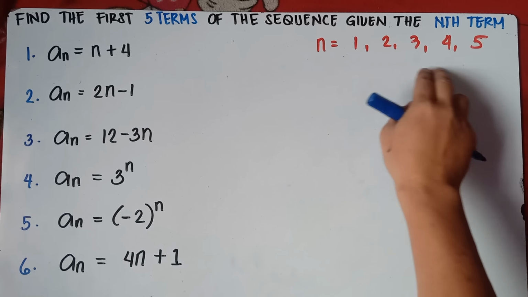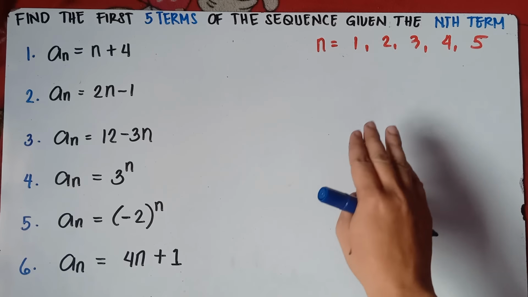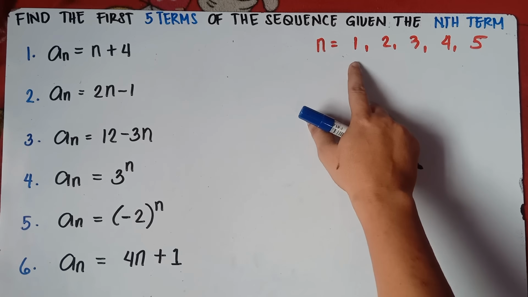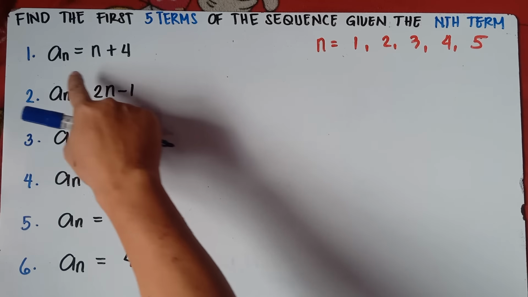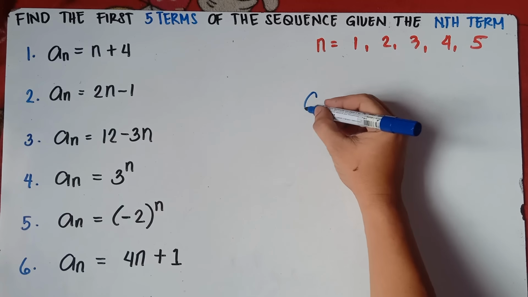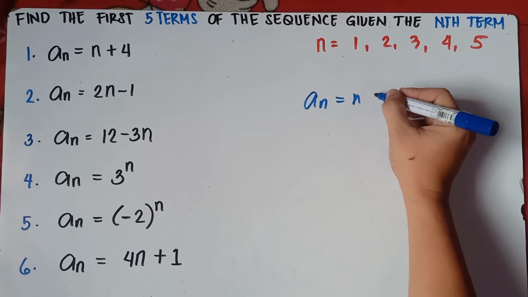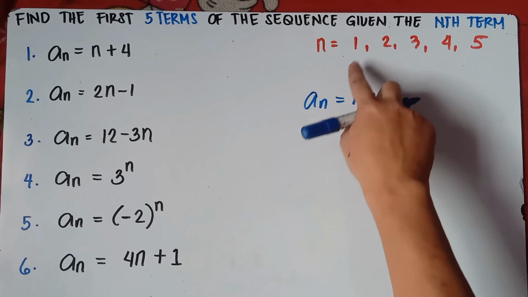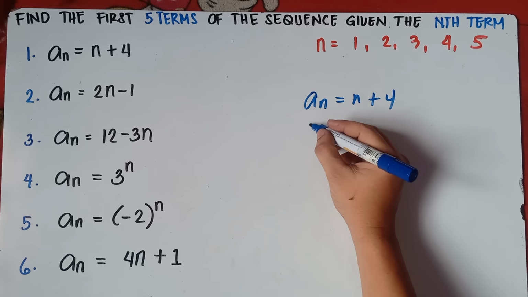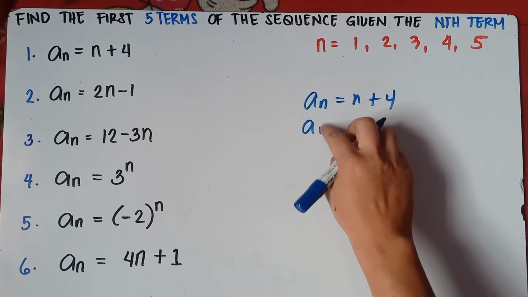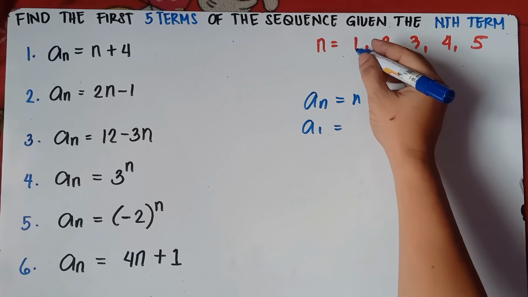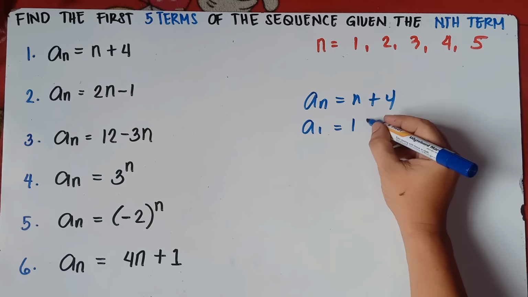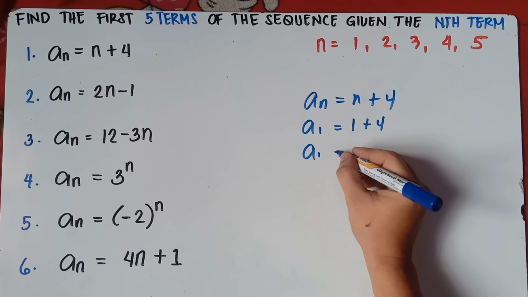Now, since we're looking for the first 5 terms, we have 5 positions. So the thing that you will do is substitute the value of n into this given equation: a sub n equals n plus 4. If your n is 1, substitute the value of 1. So a sub 1, where n is 1, equals 1 plus 4. Your first term will be 5.